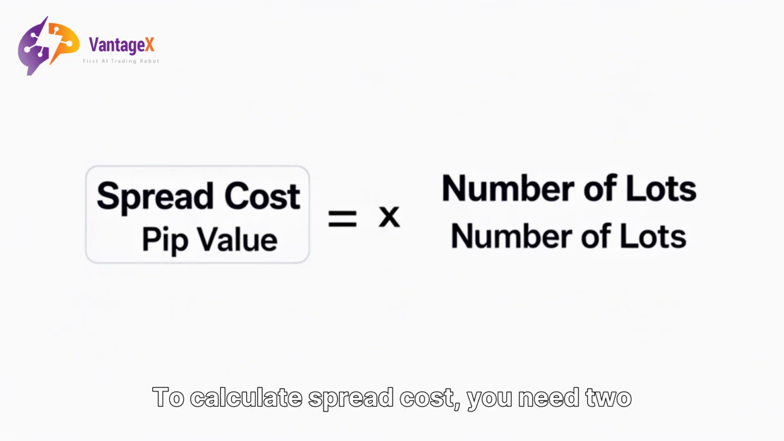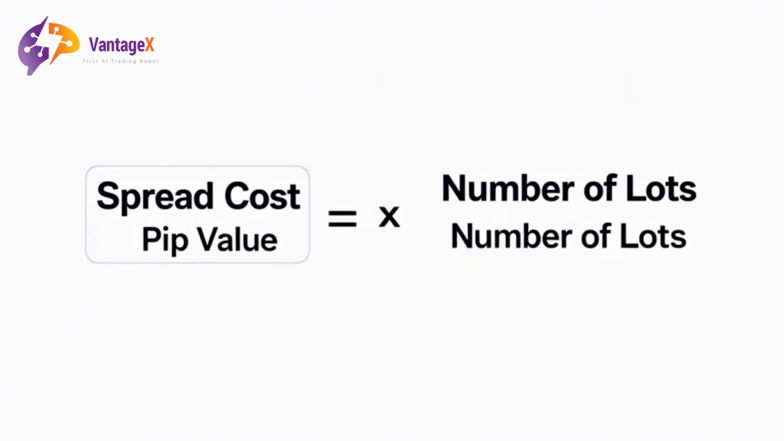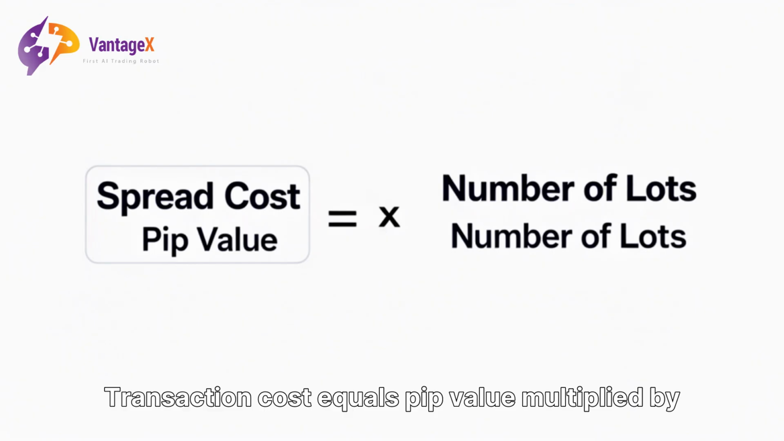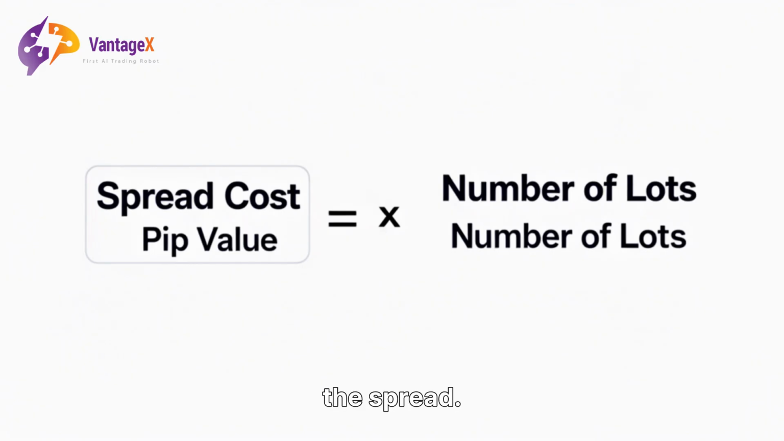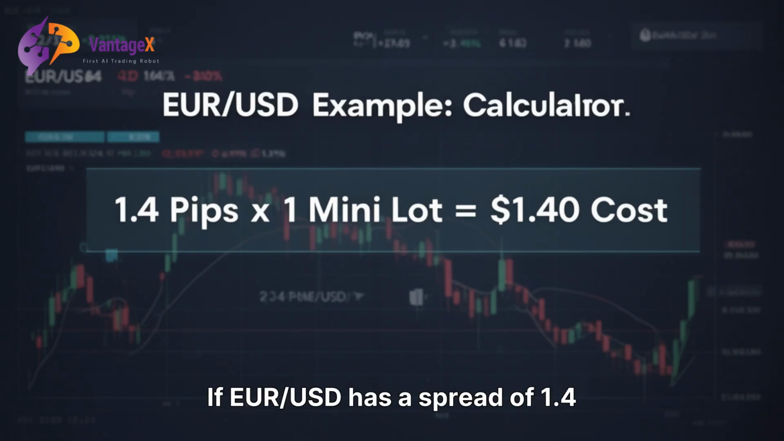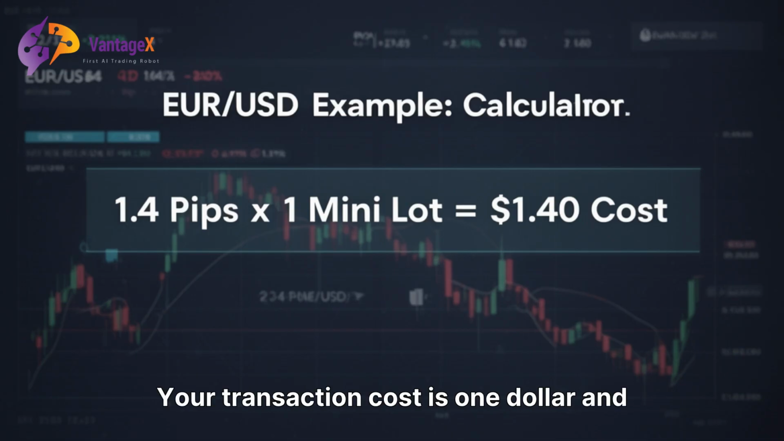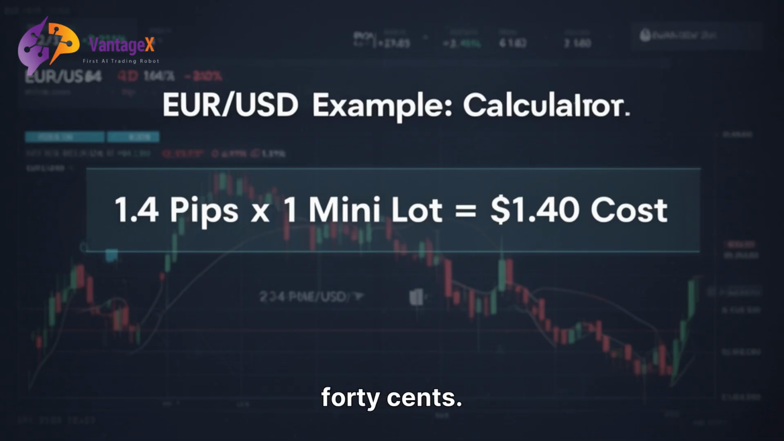To calculate spread cost, you need 2 values: the pip value and the number of lots traded. Transaction cost equals pip value multiplied by the spread. If euro to US dollar has a spread of 1.4 pips and you trade 1 mini lot, the pip value is $1. Your transaction cost is $1.40.